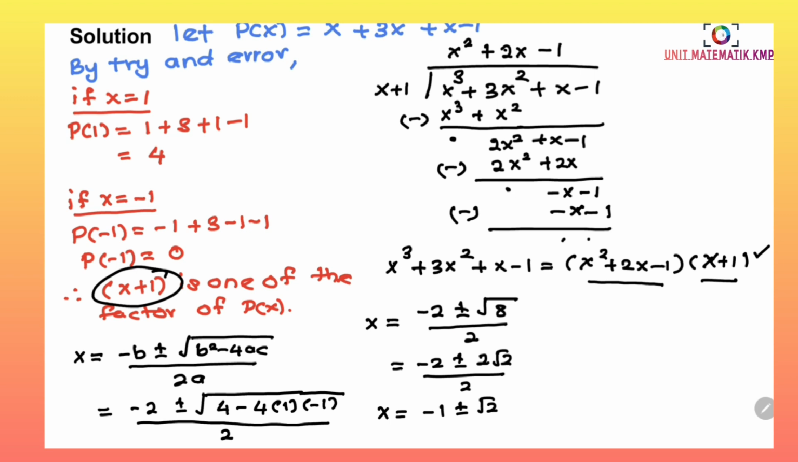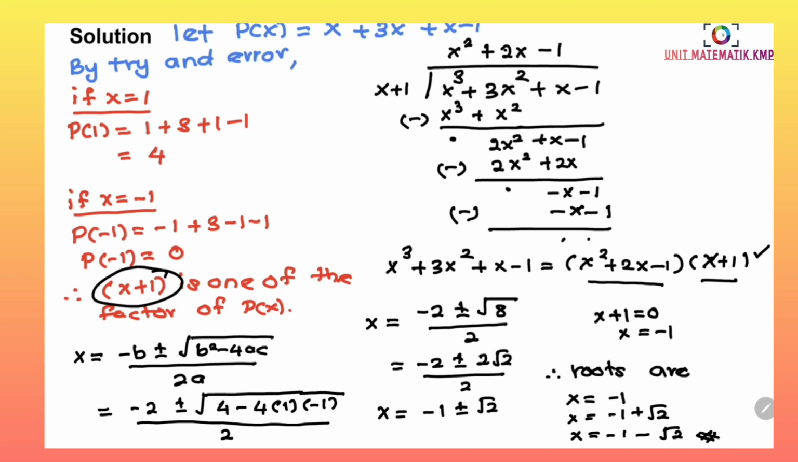And remember the other root: we take x plus 1 equal to 0, so x is equal to negative 1. Therefore, rewriting the roots: x is equal to negative 1, x is equal to negative 1 plus square root of 2, and x is equal to negative 1 minus square root of 2. This is our answer.